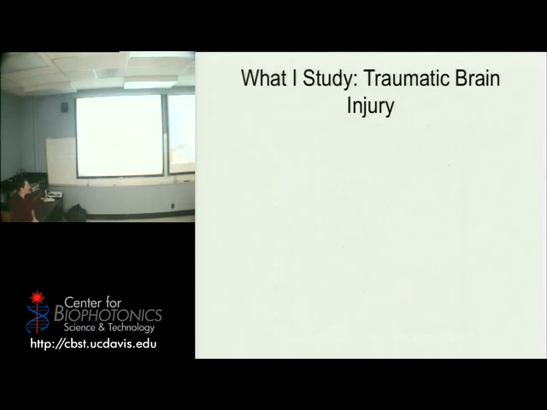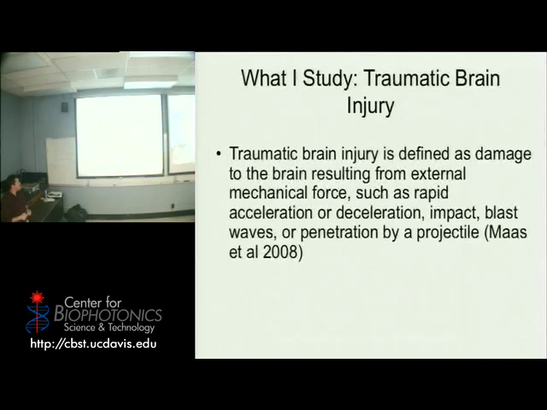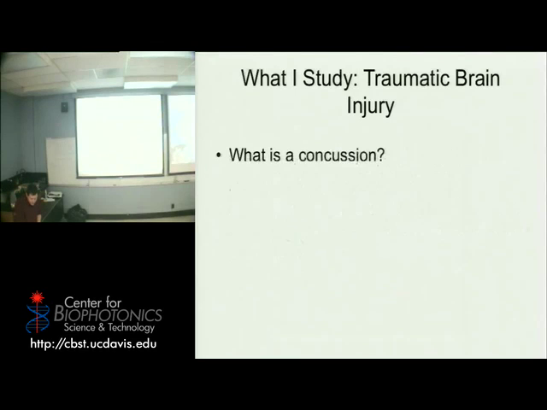So, okay, traumatic brain injury is defined as damage to the brain resulting from an external mechanical force, right? So a stroke is brain injury, but it's not traumatic brain injury because it's not an external mechanical force. Examples would be rapid acceleration or deceleration, so that's like if you're in a car accident, your head goes forward and back. Impact, which would be like football. Blast waves, which is what the soldiers are getting in the Middle East right now when there's an explosion close by. There's an incredible amount of force which physically moves the brain. Or penetration by a projectile, like getting shot. So those are all different kinds of traumatic brain injuries.